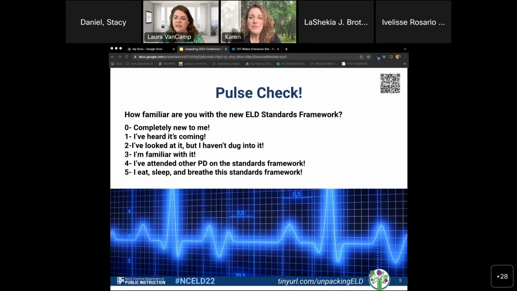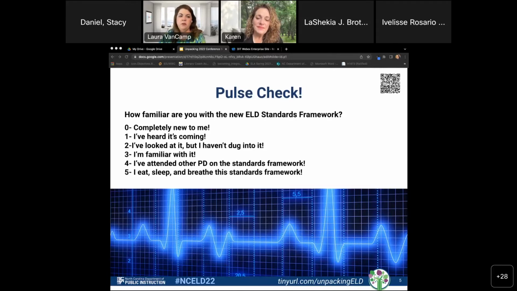Of the folks that had a chance, most people are at a 2, and the 2 means I've looked at it, but I haven't dug into it. That is our number one choice all week long, every single day. We've had most people at a 2, and that's fine. 20% are at a 4, which means they've attended other PD on the standards framework. I know DPI offered that training a while ago, and I also attended that, which helped me too. 10% for a number 1 and 10% for a number 3. And we've got 3% at a 0.